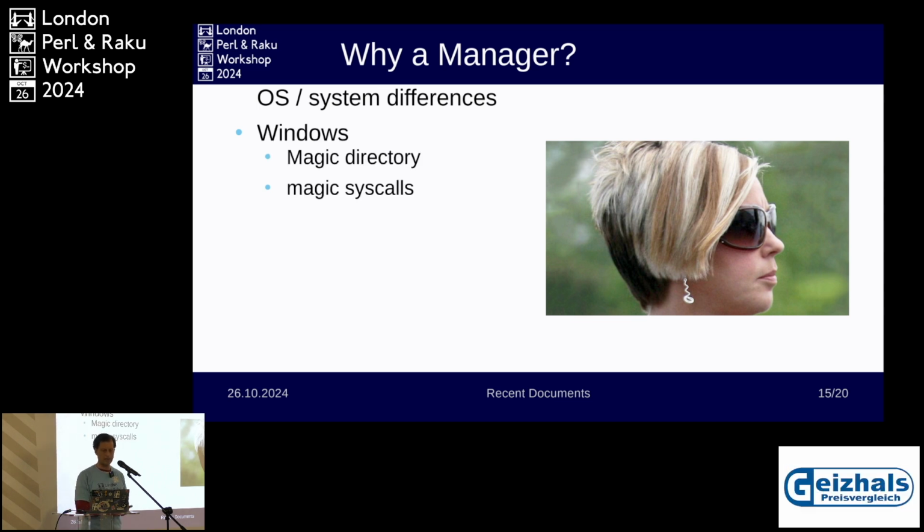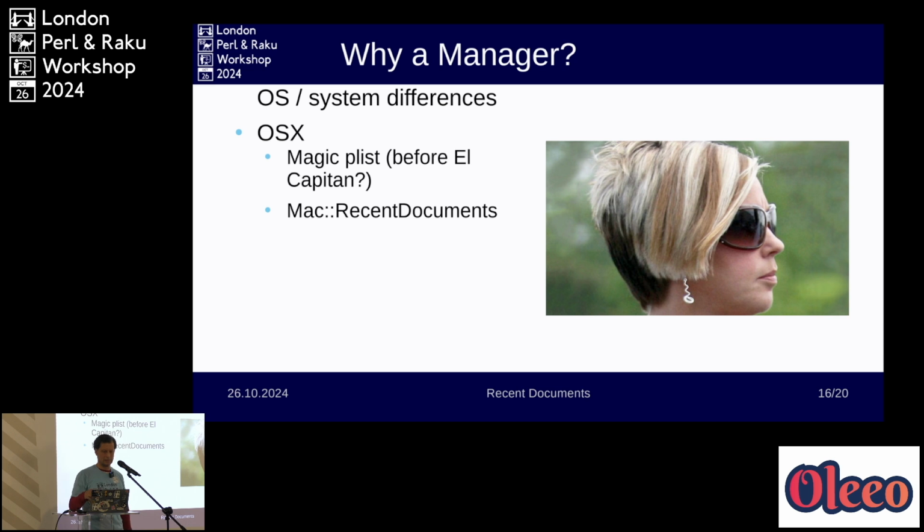On Windows, it's different again, because it's basically a special folder where you put some link files into it, but you don't put them there yourself. There are special syscalls to put new entries there. So to abstract these differences, I put one more layer of indirection above that so that you can access it through the same methods. And yeah, OS X nowadays, again, Mac OS, I'm not sure.